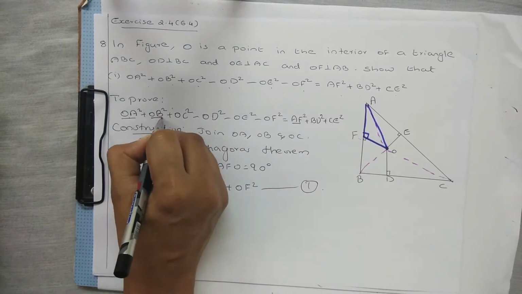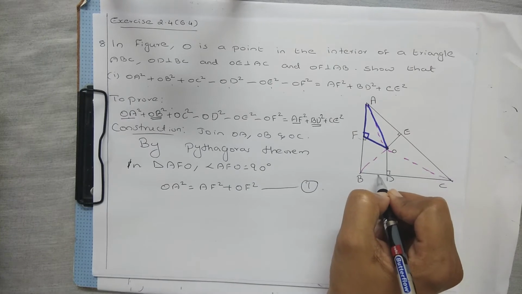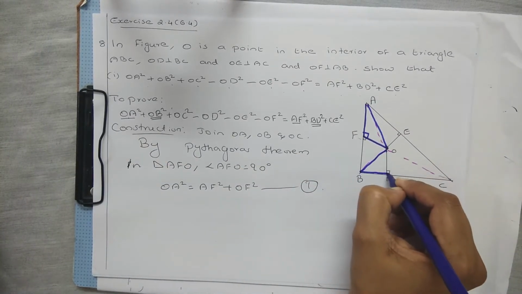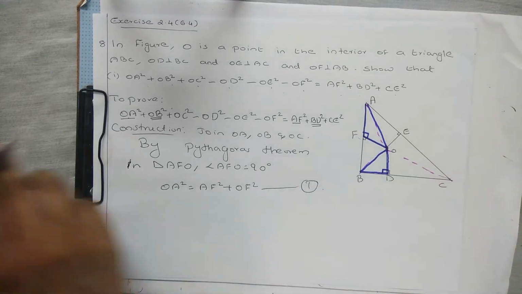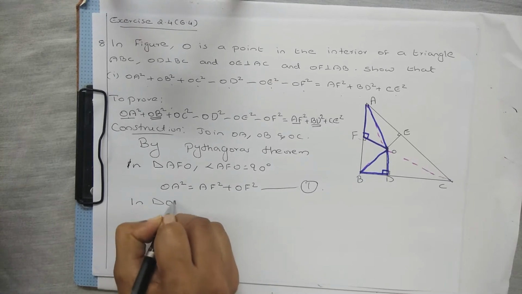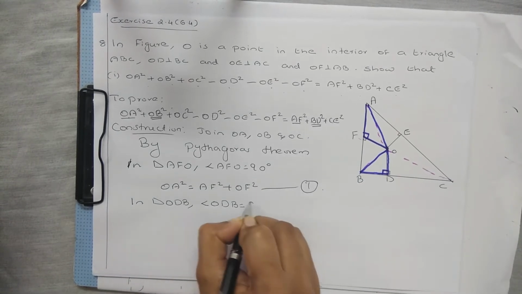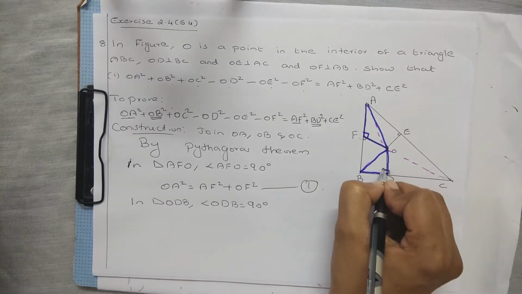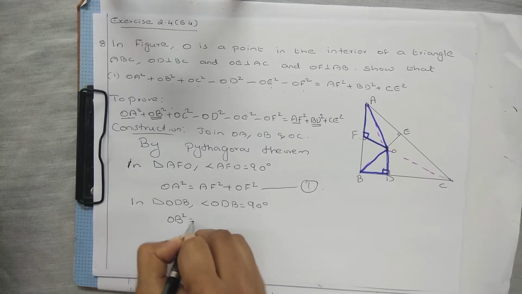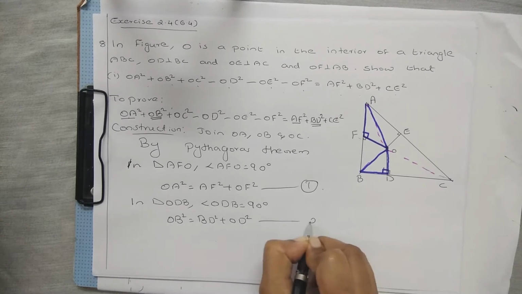Next, you have to get OB and BD. Which side is it? OB and BD. So which triangle you have to consider? The triangle ODB. So in triangle ODB, angle ODB is equal to 90 degree. Then this is the 90 degree angle, this is the opposite vertex. So OB square is equal to BD square plus OD square. Put that as equation number 2.